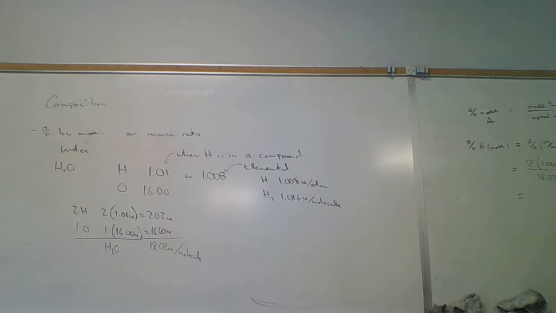So 2 times 1.008 divided by 18.02 times 100. And so I get 11.187% hydrogen by mass. Well, there are only 2 things in here. So if it's about 11% hydrogen, it's got to be about 89% oxygen, because the oxygen is the remaining.